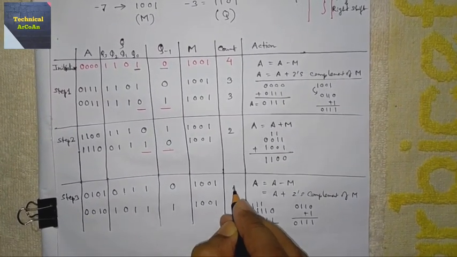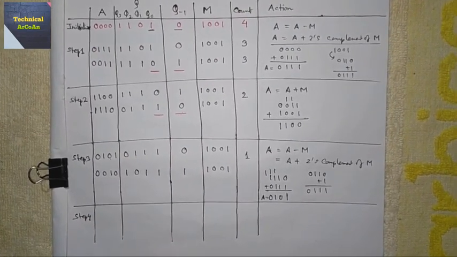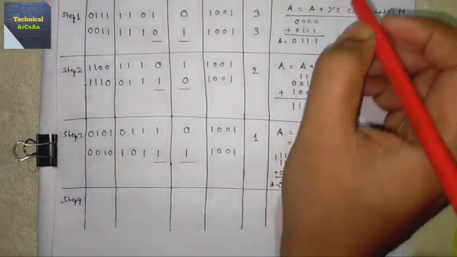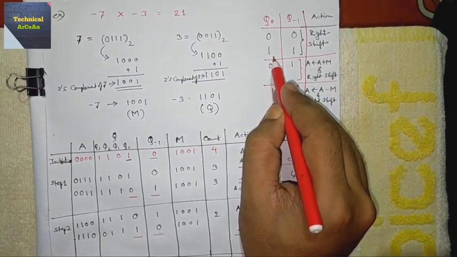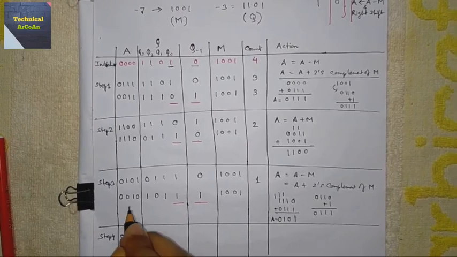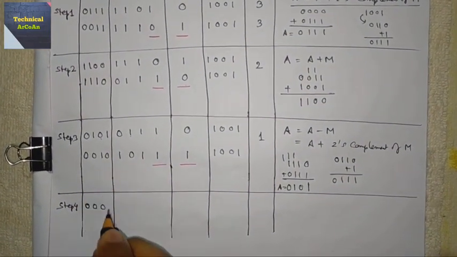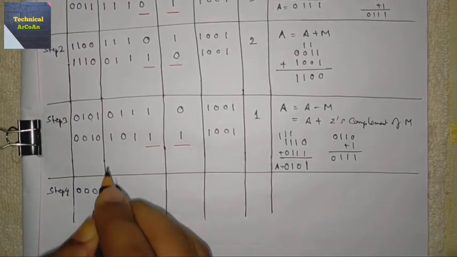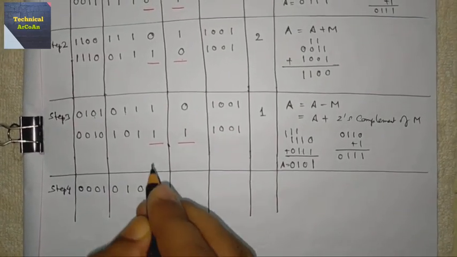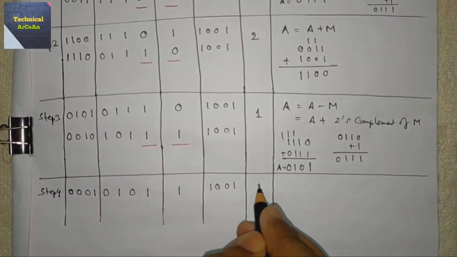Okay, and the count will be 1. Okay, now we go to step 4. Now we check again your Q0 and Q minus 1. This is 1 1, so just go to that table. When it is 1 1, we are just right shifting. So this 0 will come to that position, this 0 to that position, this 0 to that position, this 1 to that position, this 0 to that position, this 1 to that position, this 0 to that position, this 1 to that position, and this 1 to that position, and M will be that, and your count will be 0.